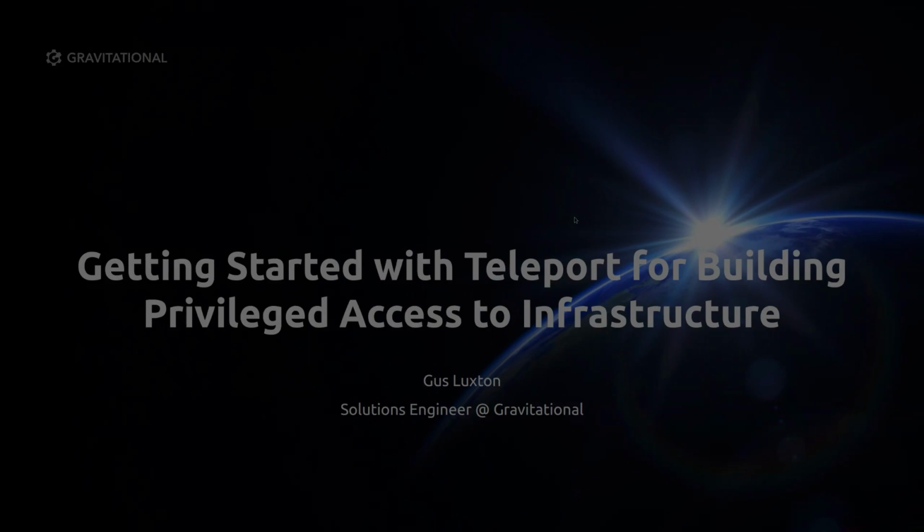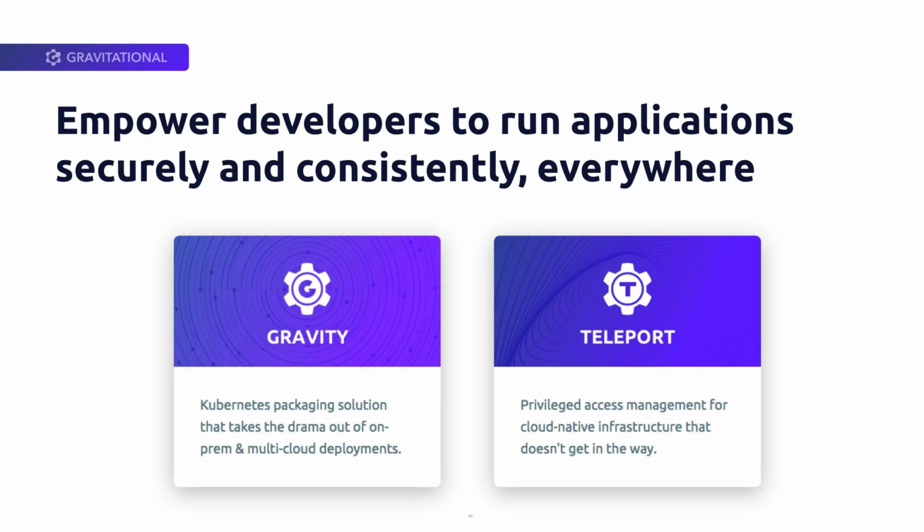So a little bit about us to start off. We are Gravitational, and our mission is to empower developers to run applications securely and consistently everywhere. To that end, we have two products. The first product, which we're not going through today, but can be done at other times, is Gravity. And Gravity is a solution for creating and distributing fully contained images of a Kubernetes cluster and all its dependencies and the applications that run in it.